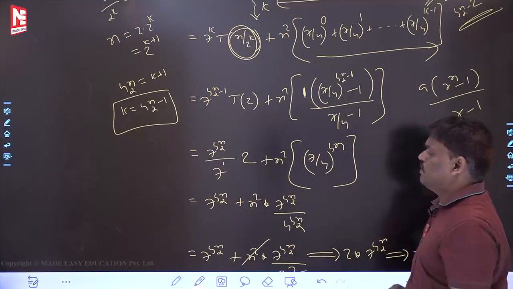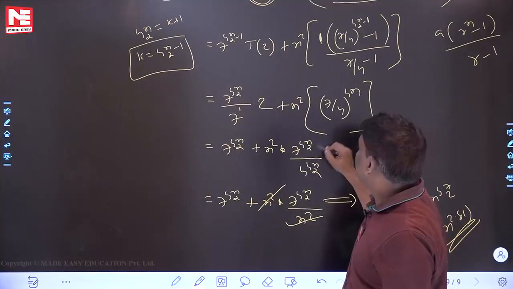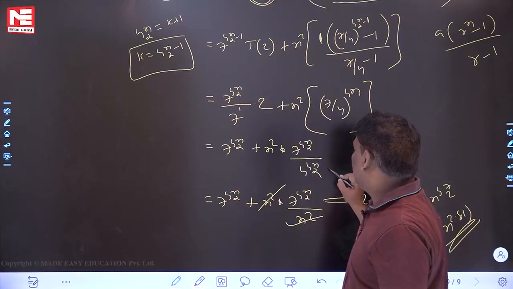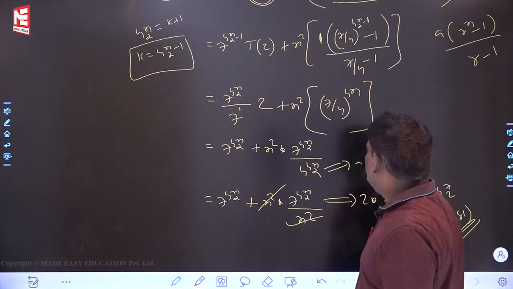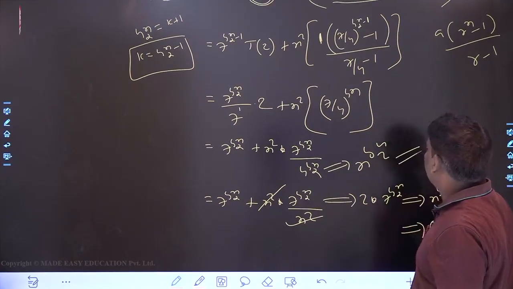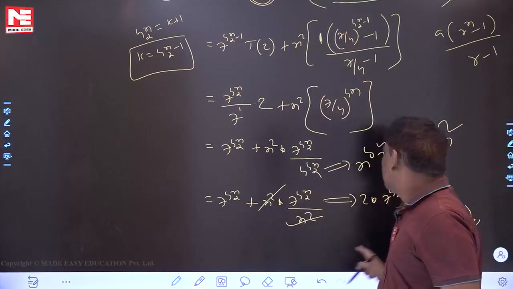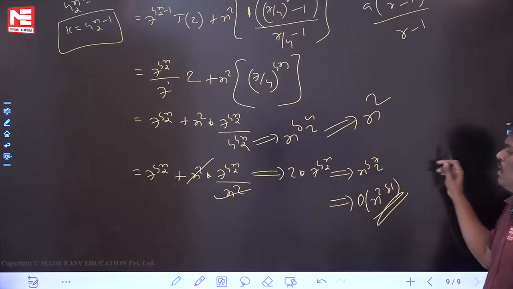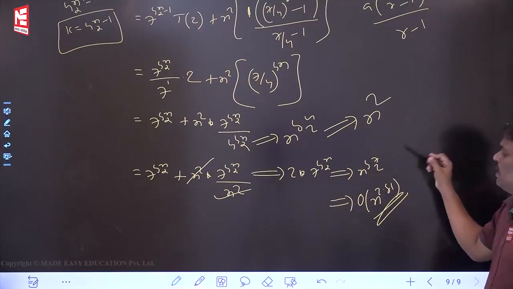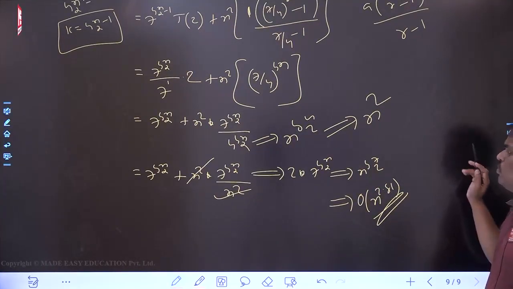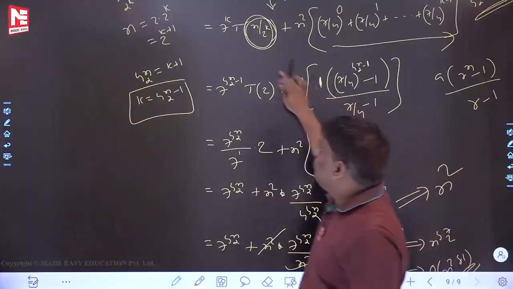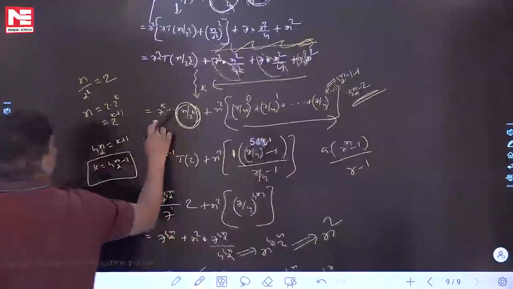Small constant neglect. This will become 7 power log n by 4 power log n. This 4 power log n can be written as n power log 4 base 2, which is n square. N square cancels. So 2 into 7 power log n base 2. The 2 constant is neglected, so n power log 7 base 2, 2.8. Please learn from any small mistake in this problem.